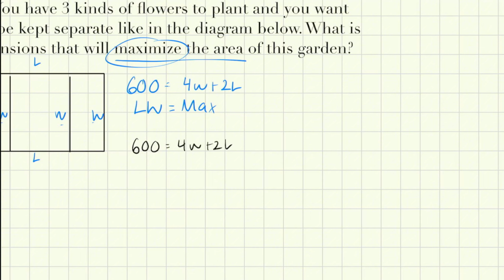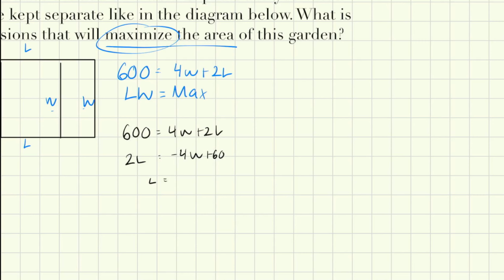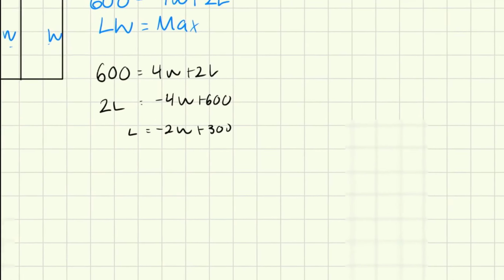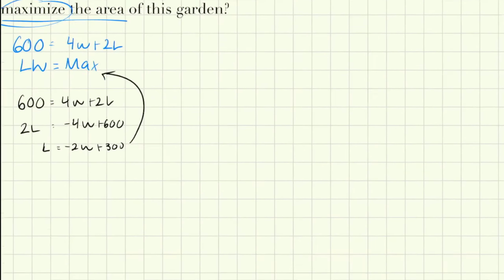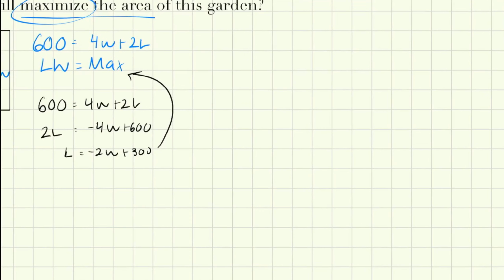I want to isolate the easier variable, so what I'm going to isolate is 2L. 2L is equal to negative 4W plus 600. Divide both sides by 2, and you get L equals negative 2W plus 300. Now from there, we can plug our expression for length into our length times width area equation, since we're looking for the area.